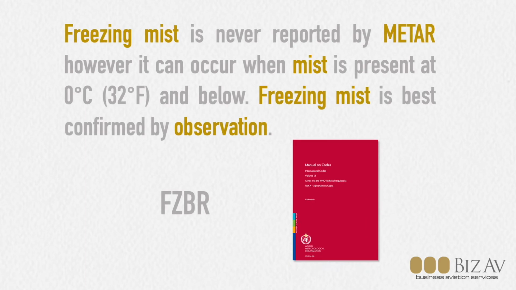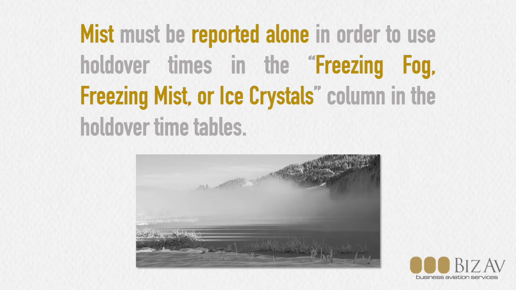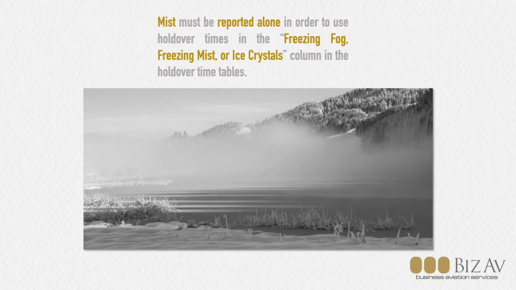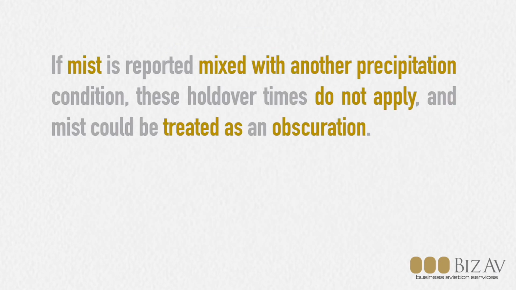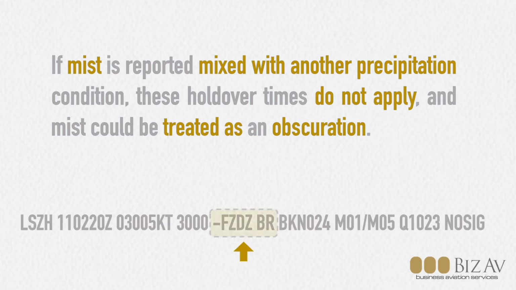Freezing mist is never reported by METAR, however it can occur when mist is present at 0 degrees Celsius, 32 degrees Fahrenheit, and below. Freezing mist is best confirmed by observation. Mist must be reported alone in order to use the holdover times in the freezing fog, freezing mist, or ice crystals column in the holdover time tables. If mist is reported mixed with another precipitation condition, these holdover times do not apply, and mist could be treated as an obscuration.